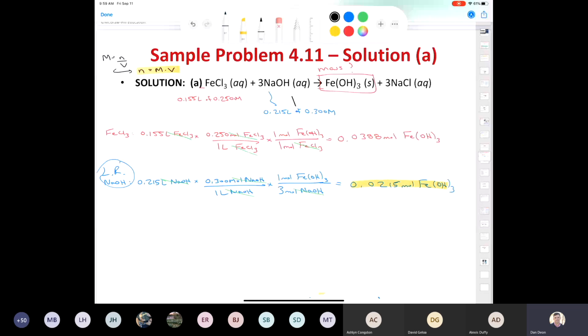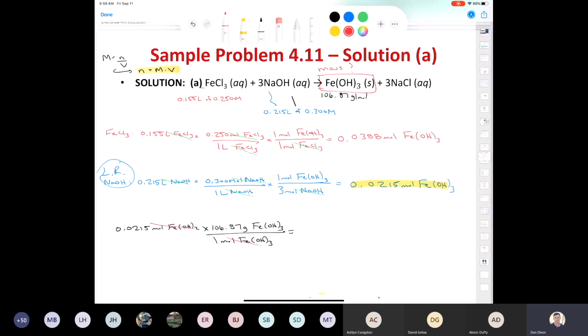Well, I've already gone ahead and looked up the formula mass of iron 3 hydroxide, which is 106.87 grams per mole. So I take 0.0215 moles of iron 3 hydroxide, and I multiply that by my formula mass, which is 106.87 grams of iron 3 hydroxide in 1 mole of iron 3 hydroxide, like that. You can see that the units of moles cancel out, and when I do that, I should have 3 sig figs, shouldn't I? Why did I only put 2 sig figs?